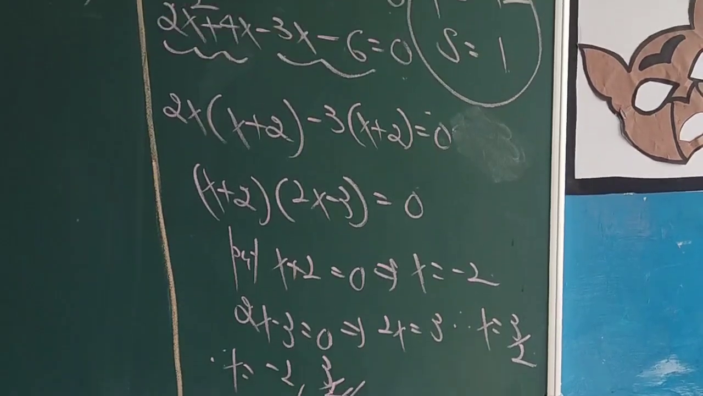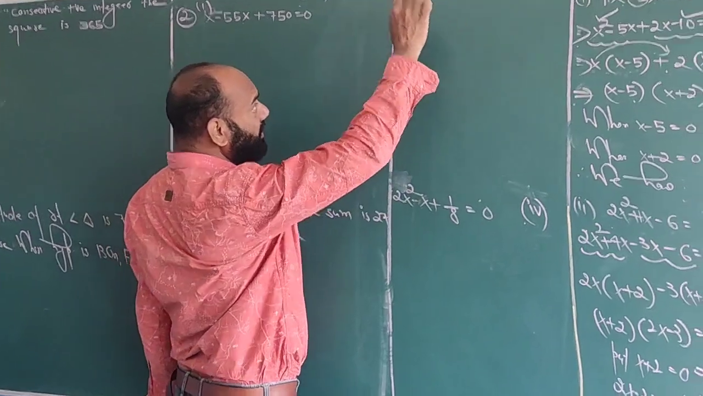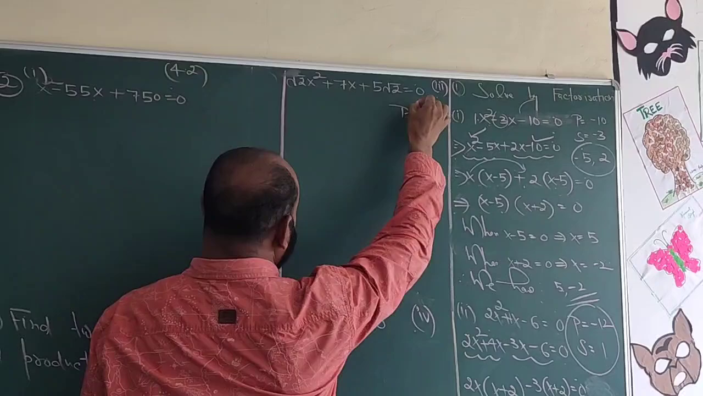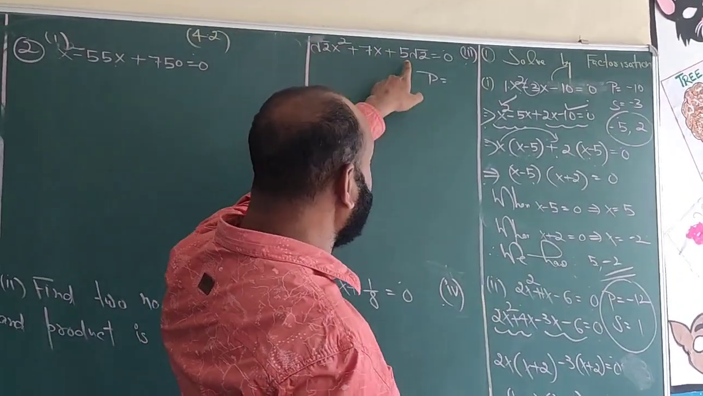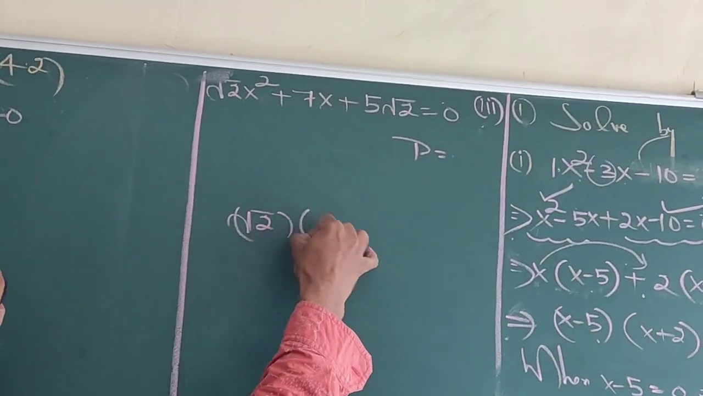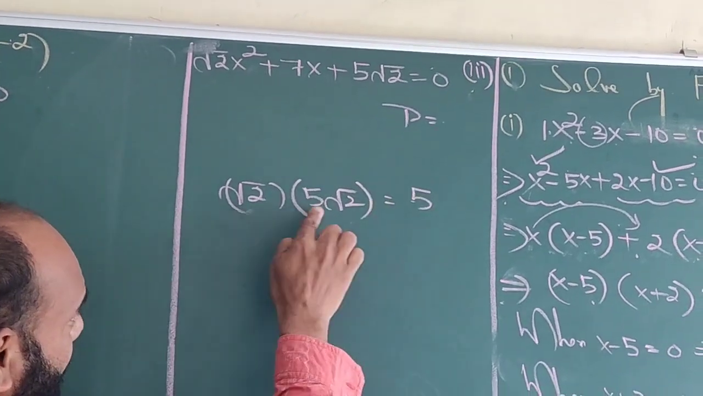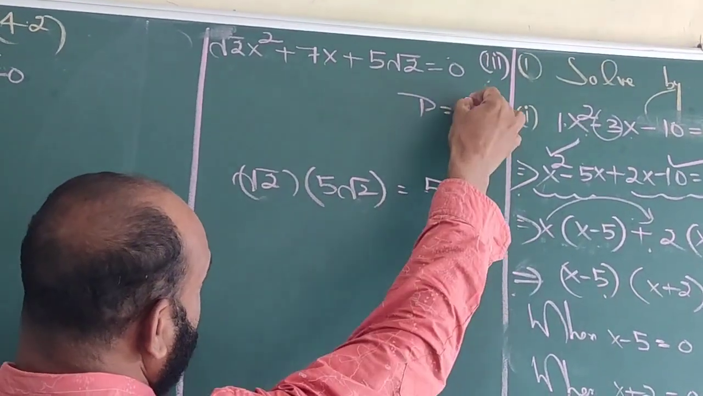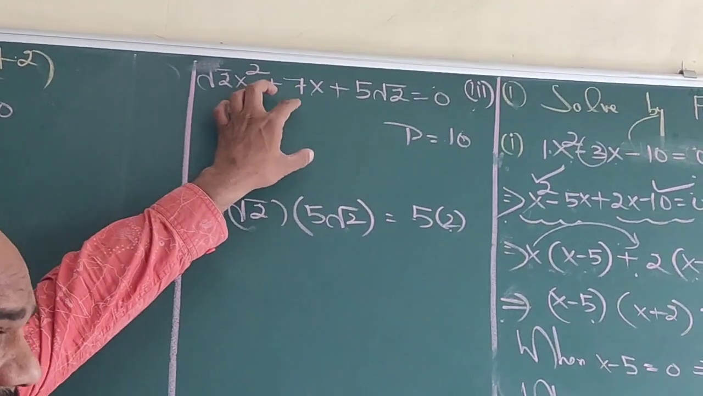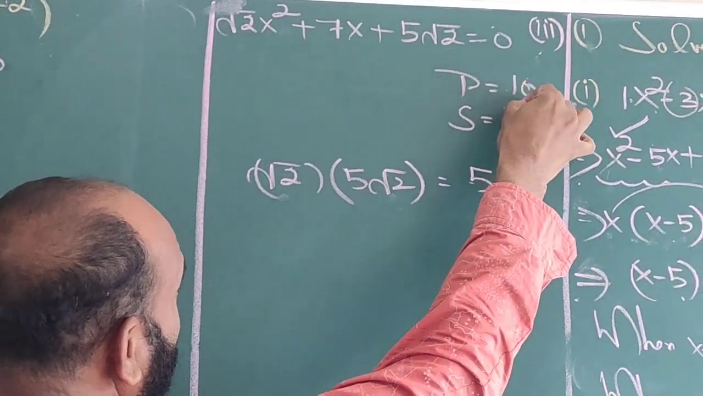Now its third part is root 2 x square plus 7x plus 5 root 2 equal to 0. Now we take the product of the coefficient of x square and the constant term. We get root 2 multiplied by 5 root 2, which is 5 root 2 multiplied by root 2, that is 2 times 5, which is 10. So the product will be equal to 10. Now for adding, the coefficient of x is equal to 7.